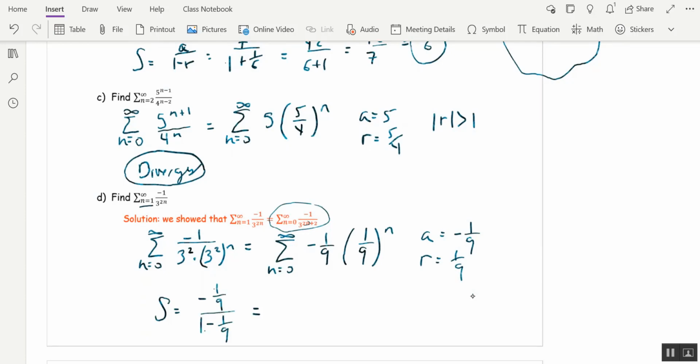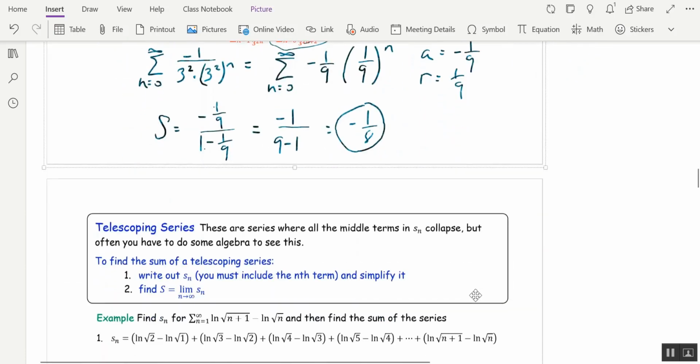Multiply by 9 over 9. On top, I get -1, and on the bottom, I get 9 minus 1, which is 8. -1/8 is my sum. All right, we're almost there.